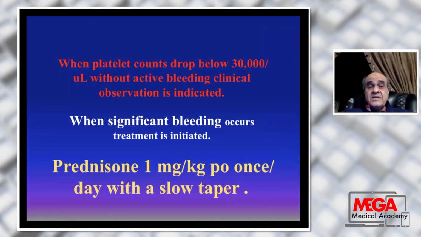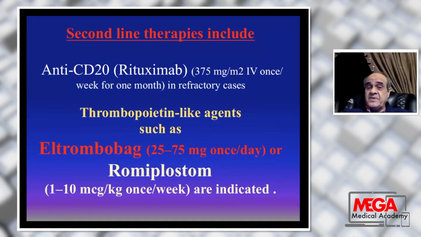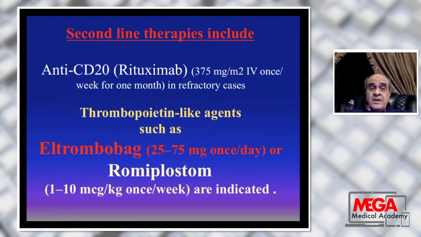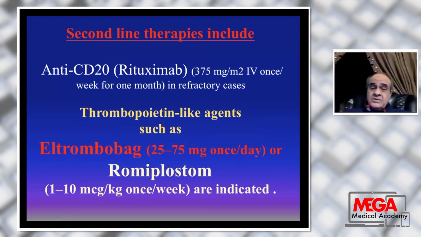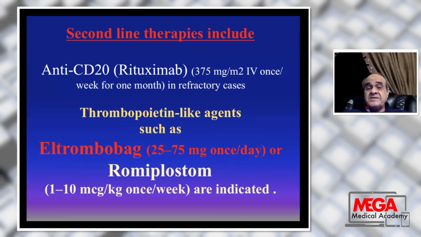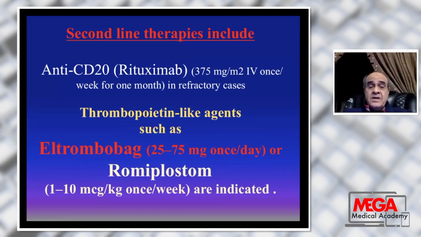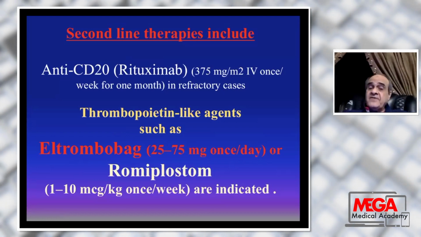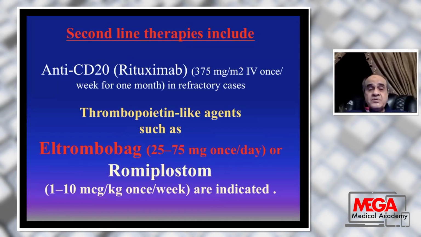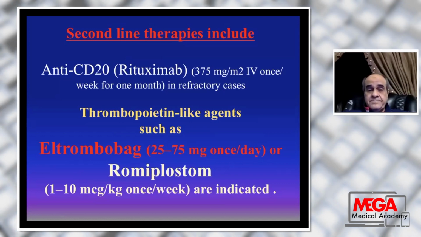We can start anti-CD20, rituximab, 375 milligram per square meter IV once per week for 1 month. In refractory cases, we can use thrombopoietin-like agents such as eltrombopag and romiplostim. Eltrombopag we use 25 to 75 milligram once per day, or romiplostim 1 to 10 microgram per kg once per week are indicated.